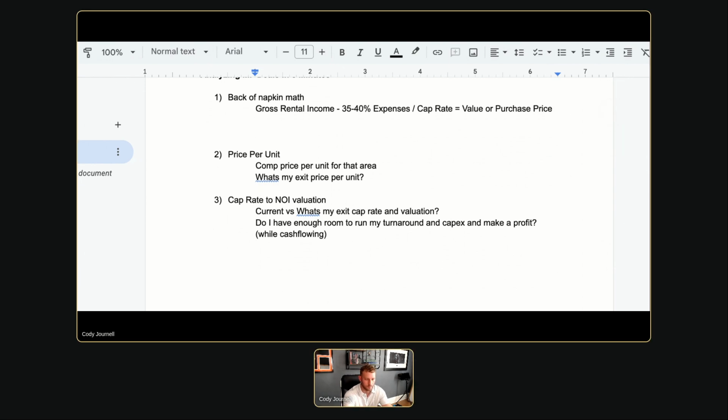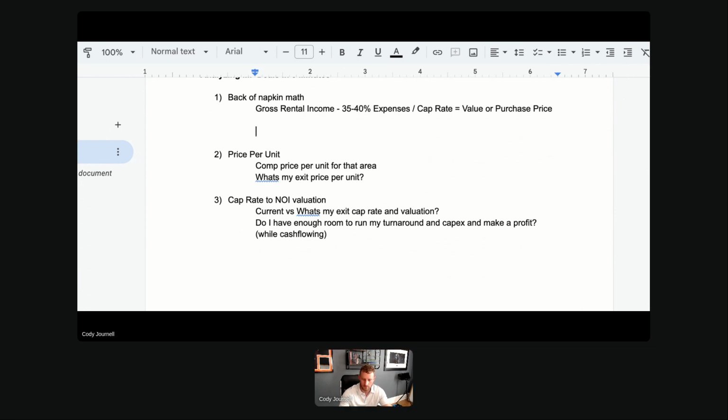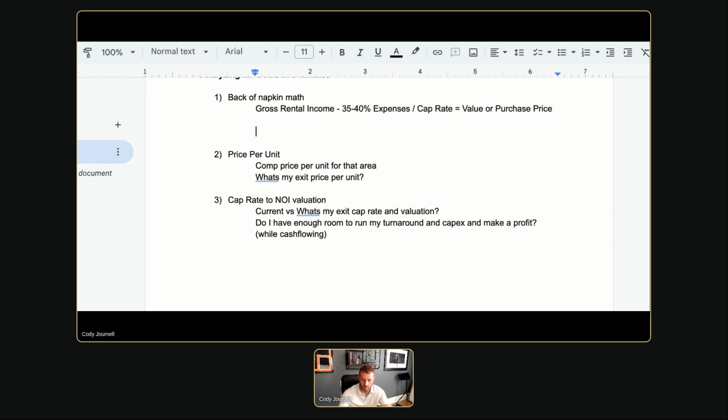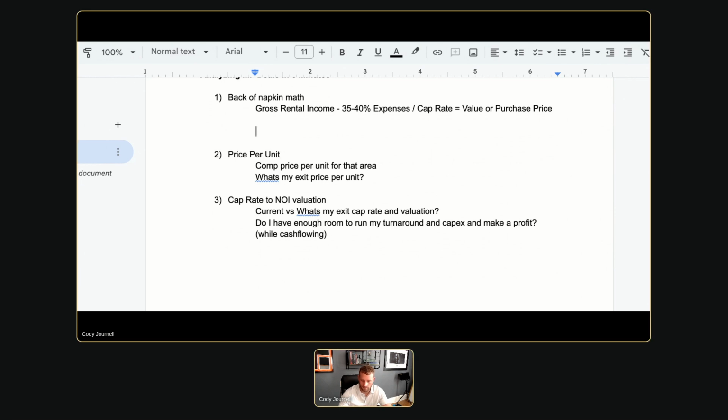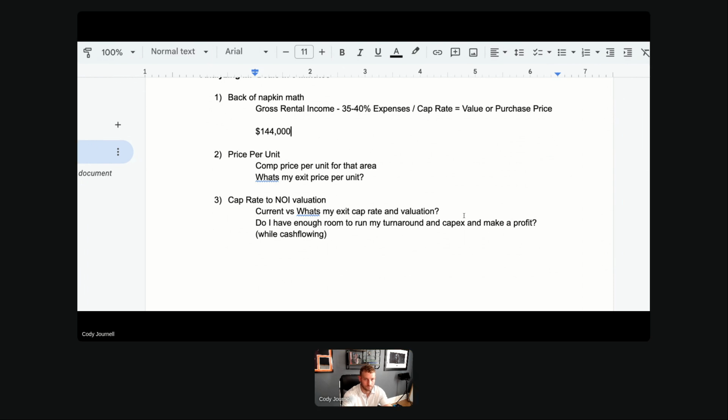So let's just say this is a 10 unit property. It was bringing in $1,200 a month per unit, so $12,000 a month for 12 months. That's $144,000 in gross rental income. That's not with any expenses taken out whatsoever. So gross income is $144,000.